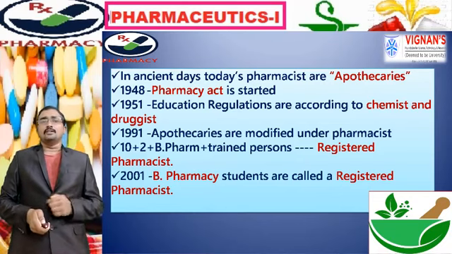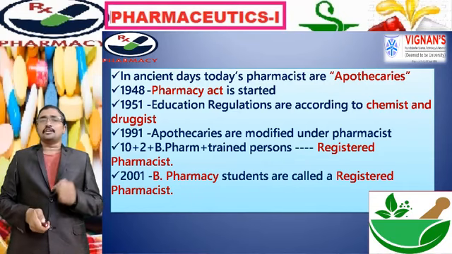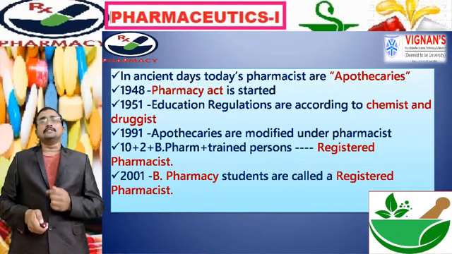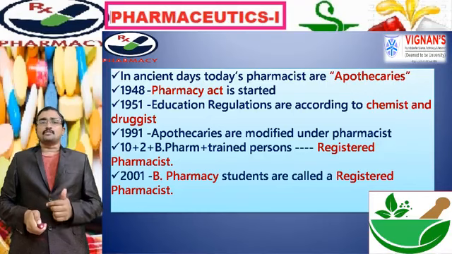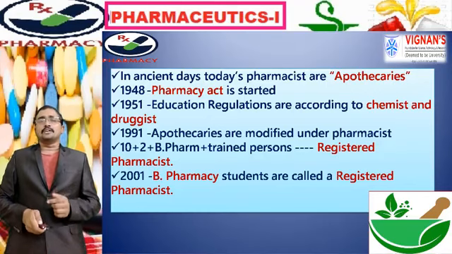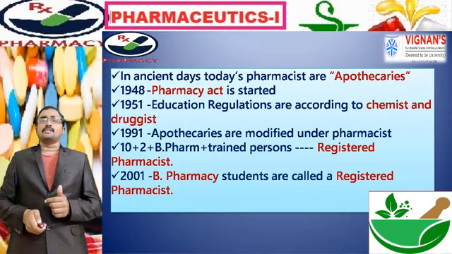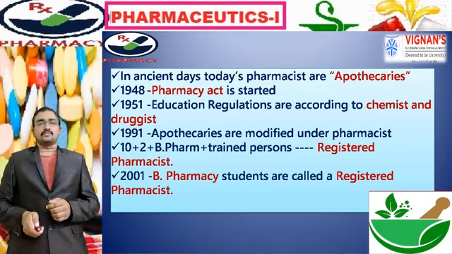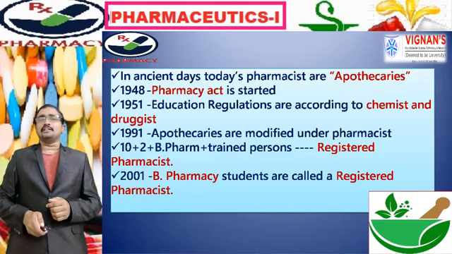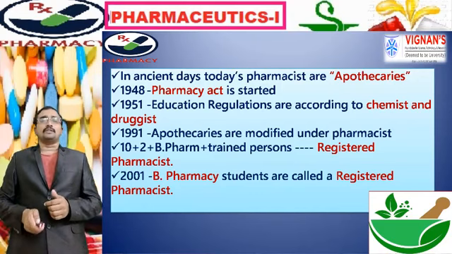In 1951, the education regulations were developed according to the chemist and druggist professions. In 1991, the word apothecaries was replaced or modified to pharmacist. So after 1991, we call them pharmacists, and before 1991, we called them apothecaries.